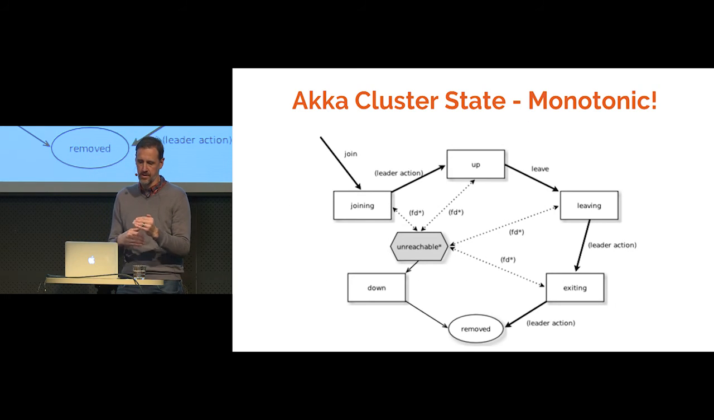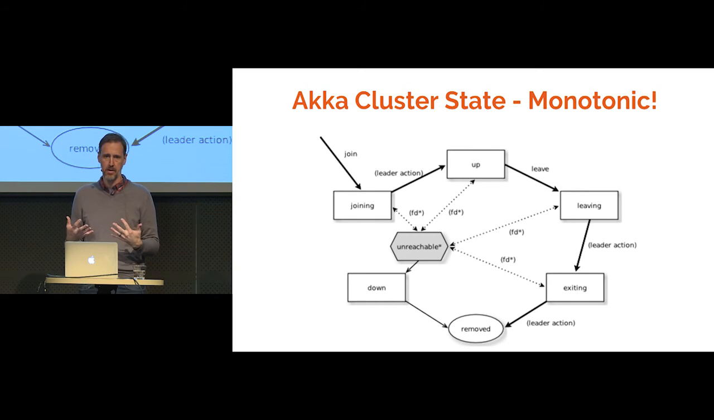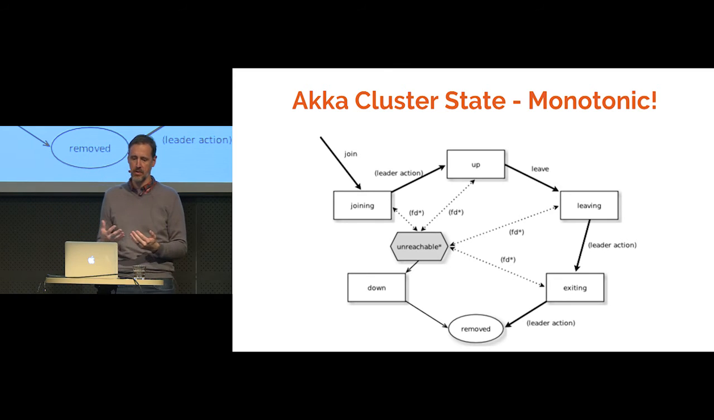And so what's interesting, as I said, people have been using CRDT concepts for a long time before they were actually formalized. So Akka cluster state is monotonic. The cluster state is a CRDT data type. The Akka team actually came up with this before CRDTs were formalized. And then, when the CRDT paper was published, they realized, wow, this is exactly what we're doing. We've come up with what is called a monotonic sequence.